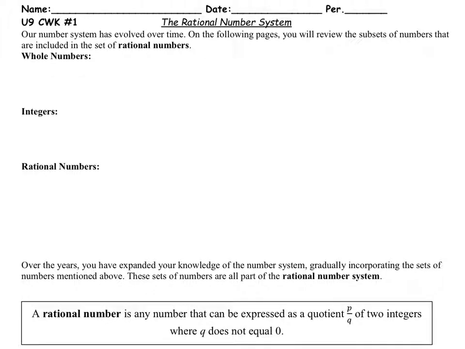So we're starting a new unit on this one. This is the rational number system. Our number system has evolved over time. On the following pages, we'll review some subsets of these numbers that are included in the sets of rational numbers, such as whole numbers.